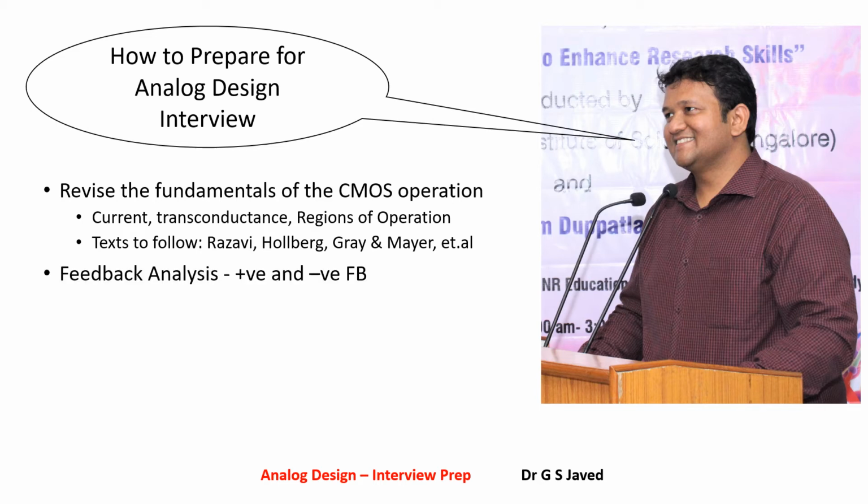Next, you need to understand the feedback analysis that is present in the operation of the circuit. When we say feedback, what are the positive feedback and negative feedback in the design? An example of positive feedback would be an oscillator circuit where by giving positive feedback you try and maintain the oscillations and increase the voltage swing or the current swing in particular.